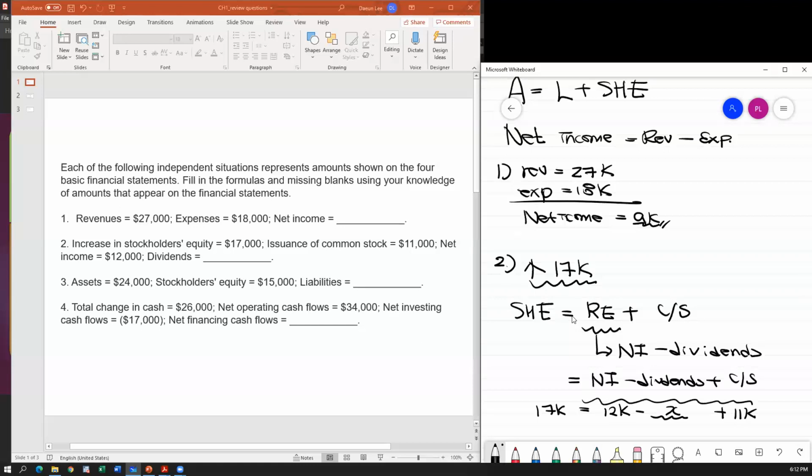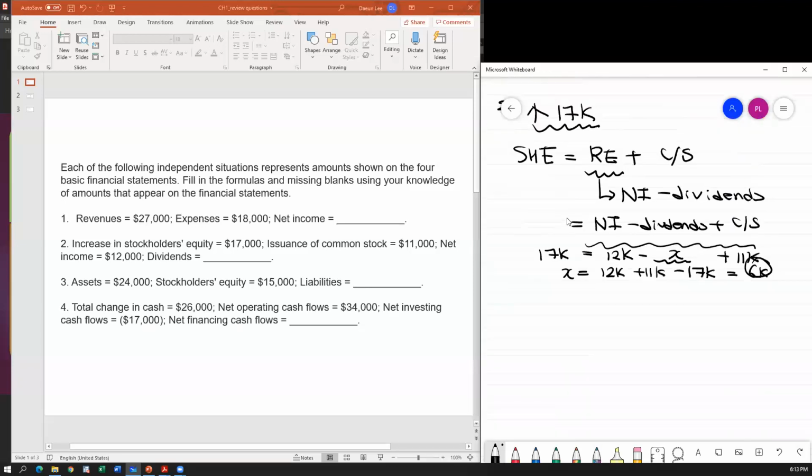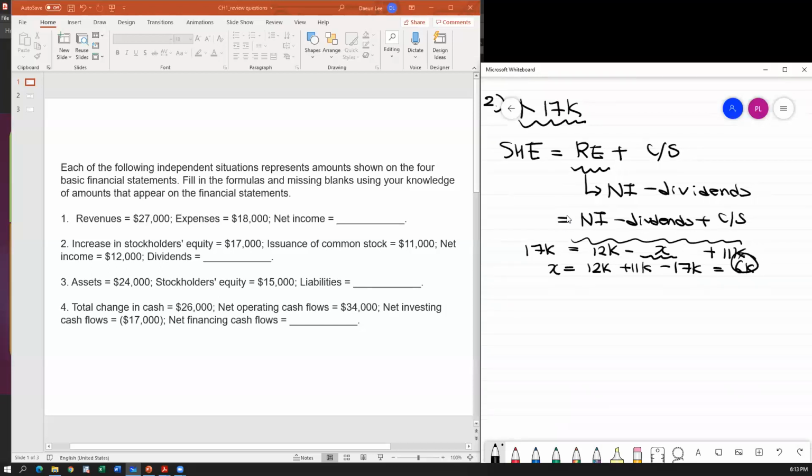So we're going to flip that to the other side. We're going to bring 17 to the other side. So X equals 12K plus 11K minus 17K. That equals, let me see, 23 minus 17, 6K, okay? So the answer is $6,000. And stop me if you are confused with anything, if you are just not sure about anything, okay?